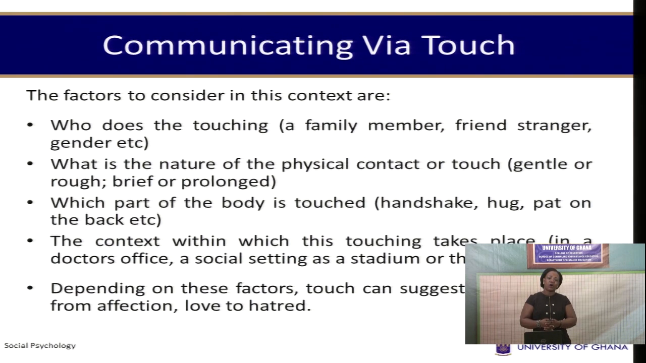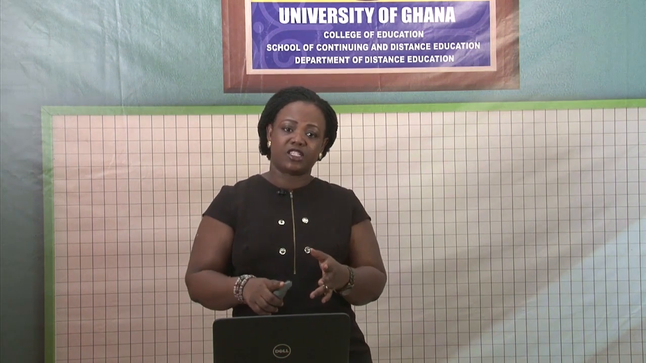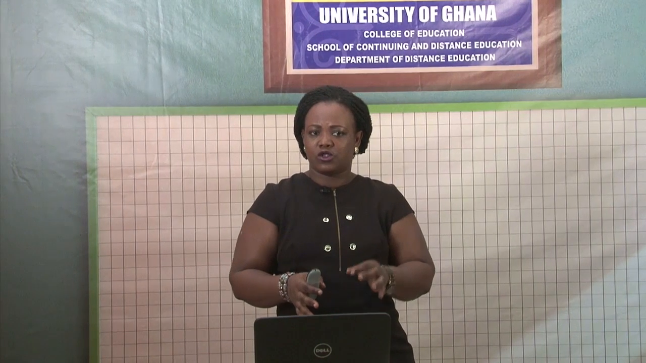Then we can also communicate through touch. And when it comes to touch, the things to consider or the questions you must answer are, who does the touching? If somebody is touching you, you are asking, who is touching me and what's the person trying to communicate? Is the person touching me a family member? Is the person touching me a friend or a stranger? And important to also consider is the gender of the person who is touching you. So I imagine that if I'm touching my child, that would be normal. If I give my son a hug, that may be normal. But if a stranger comes and all of a sudden gives you a hug, it may make the person uncomfortable. So you have to answer the question of who is doing the touching.